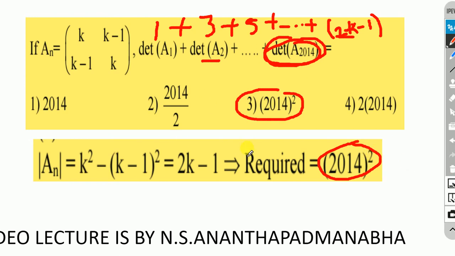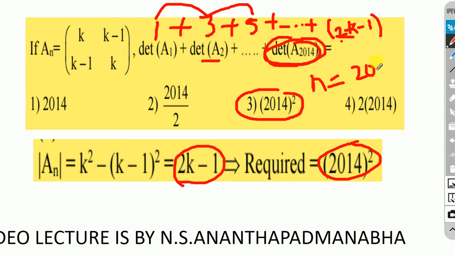So we have solved a similar question. I have expanded this determinant and got 2k minus 1. So go on giving values for k, that is k equals 1, k equals 2, k equals 3, like that. I will get a sequence of odd numbers, 1, 3, 5, and so on, which will have n as 2014. Therefore this sum is given by n square. So the answer is 2014 square. N is 2014, so the answer will be option 3.